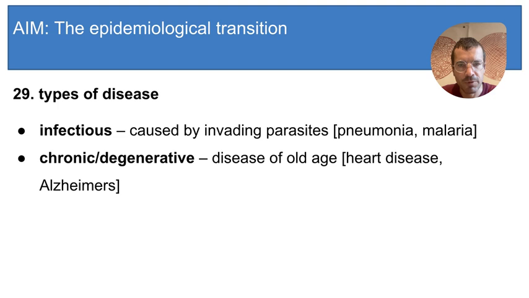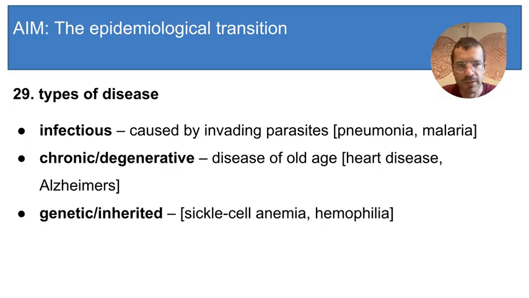A very different type of disease is called chronic disease, also known as degenerative disease. Chronic diseases affect old people and are caused by the human body breaking down as it ages. Chronic diseases are not spread through germs. Some common chronic diseases are heart disease and Alzheimer's. Remember, chronic diseases tend to affect older people more.